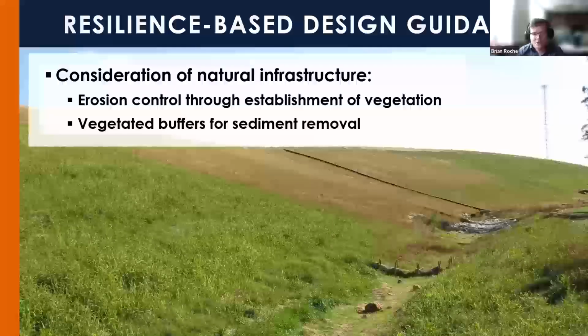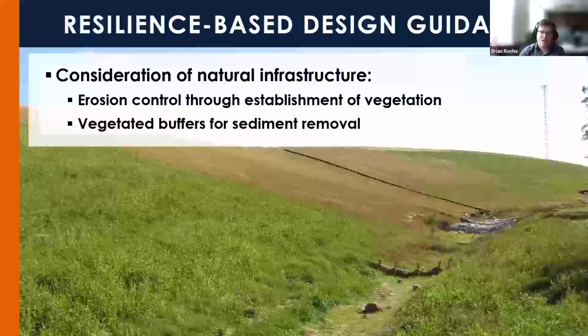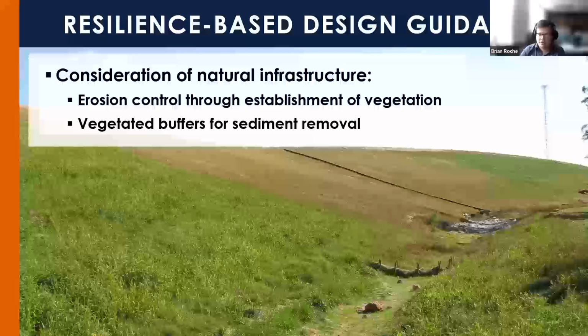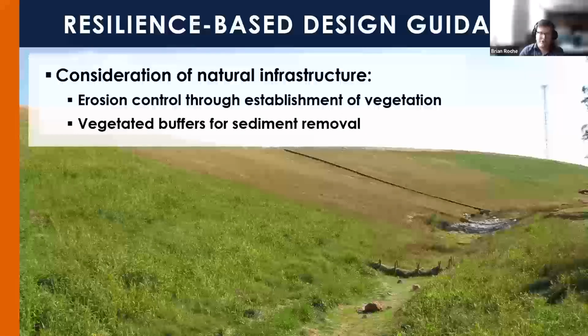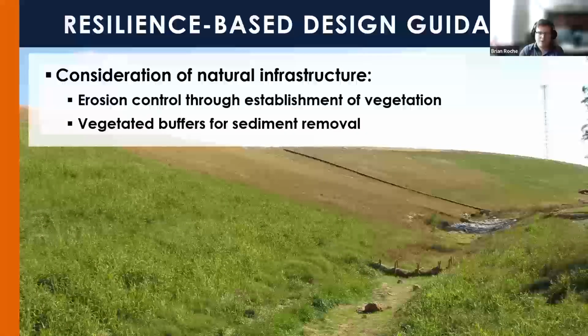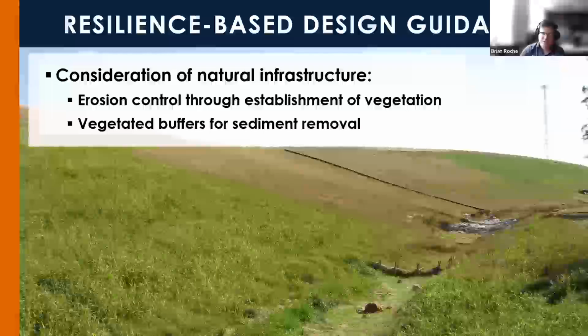We also found that there was some consideration of natural infrastructure, typically through erosion control. That's often completed through natural native vegetation. Incorporating natural infrastructure can increase infiltration rates and prevent soil loss, which can limit the impacts of disruptive events to downstream practices.